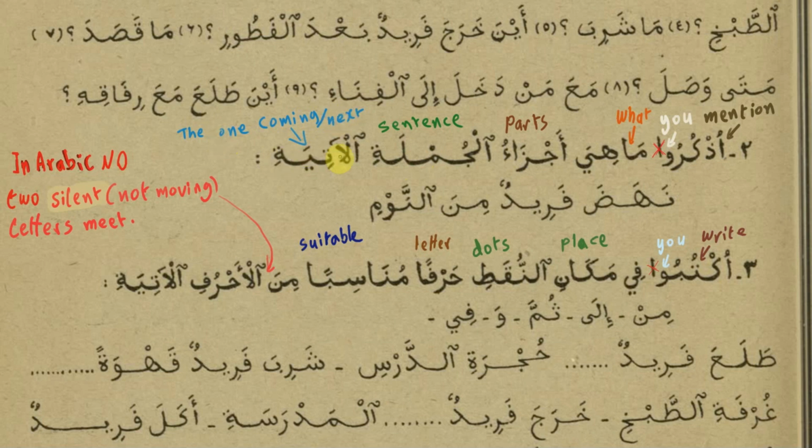The literal meaning of this الآتية is the one coming, or the one that is coming. That's how you can understand this. In other contexts, that's what it would mean. The one coming, or the one that is coming. Al-atiya. Atiya, coming. Al-atiya, the one coming. So understand it as next here. So this here is the sentence that they are asking about. They want us to recognize these parts or mention what these parts are.